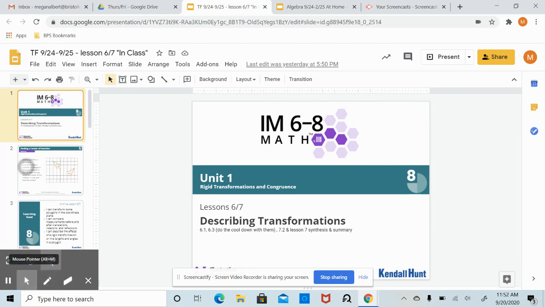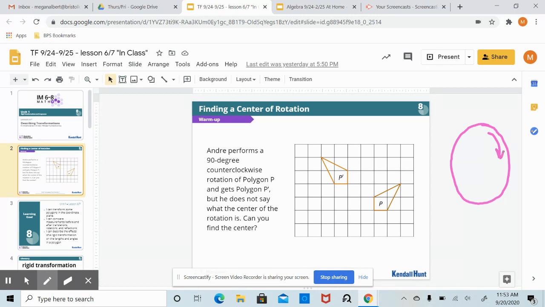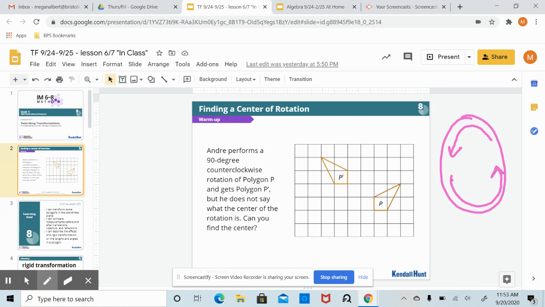So let's go to this right here, to our warm-up. For our warm-up, it says that Andre is performing a 90-degree counterclockwise rotation of a polygon P. So, okay, counterclockwise, the opposite way of the clock. If you think about a clock, it normally goes this way. But since we're doing counterclockwise, we have to go the opposite way of a clock, which is this way. So that's the way we're going to be turning.